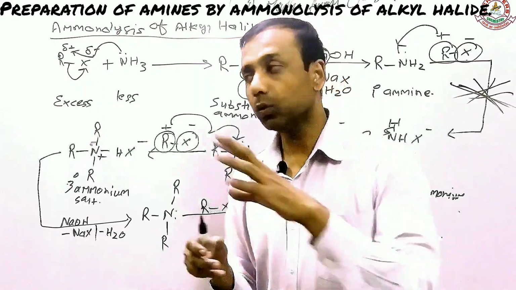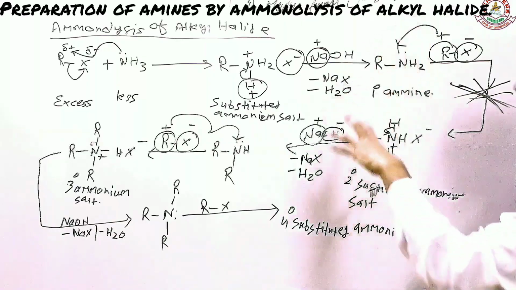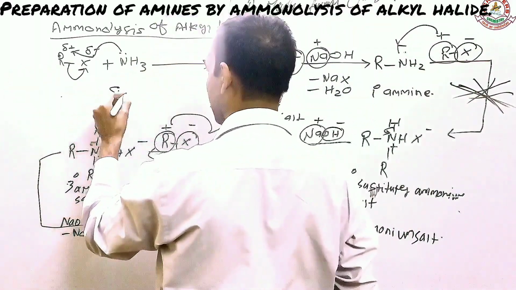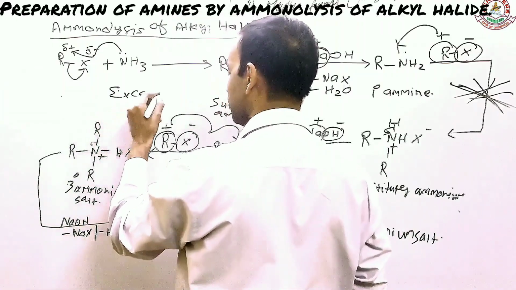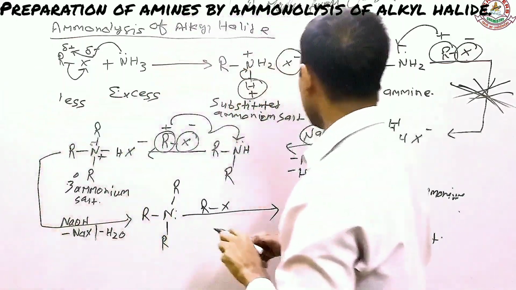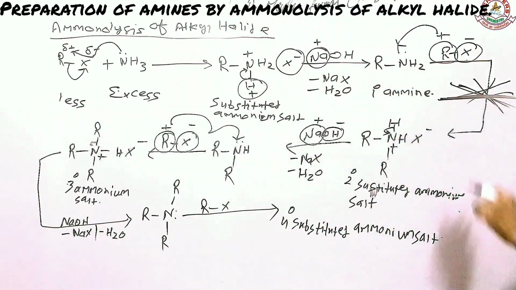In order to make sure that you have only this amine, you need to make sure that this is in excess amount, this is in excess amount, and this is in less amount. So if you do this, what will happen? This reaction will not proceed further right from here. So this is what the reaction would look like.